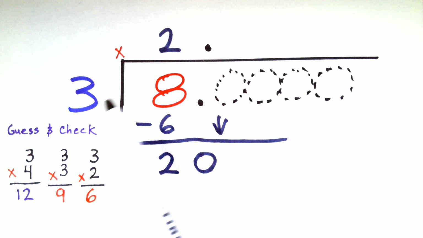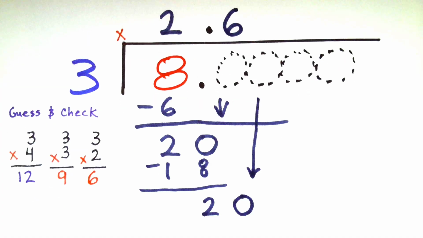Well, I know 3 times 5 is 15. And if I add 3 more to 15, that would give me 3 times 6, which is... All right, so you said 3 times 6 is 18. You're absolutely correct. I'll put the 6 above the 0. Again, 3 times 6 is 18.